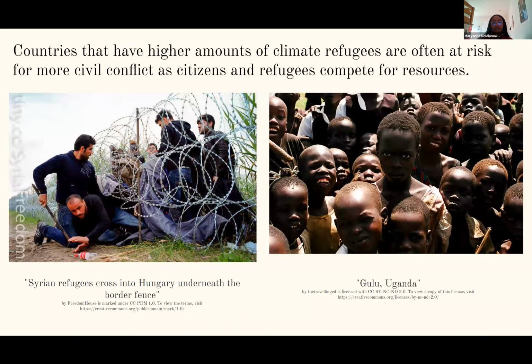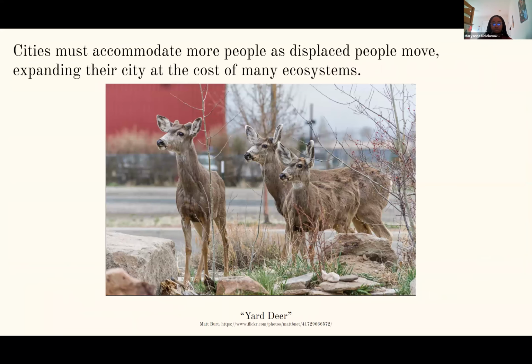Countries that have higher amounts of climate change refugees are often at risk for more civil conflict as citizens and refugees compete for resources. And these conflicts can also lead to civil war, which creates more and more refugees, not just climate refugees. But human population displacement also affects wildlife. Cities must accommodate more people as displaced people move, expanding their city at the cost of ecosystems. For example, the one that we know is deer. As cities expand with more people moving in, we encroach more and more onto their habitat.